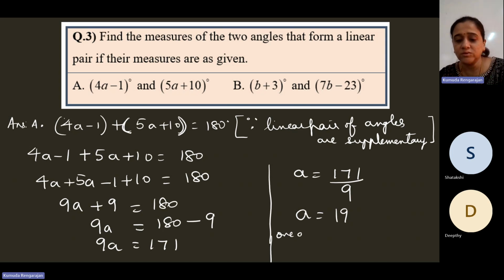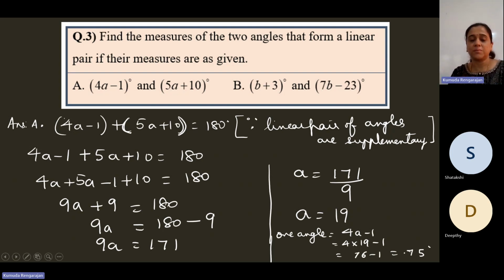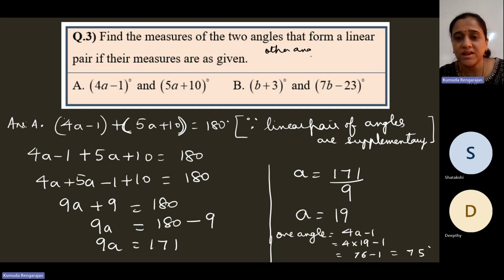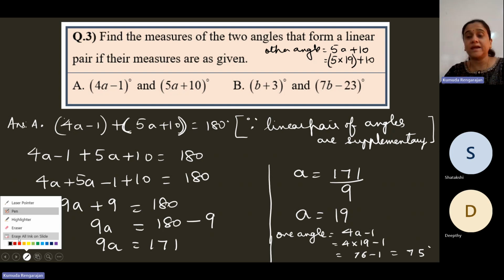So one angle is equal to 4a minus 1. So that is equal to 4 into 19 minus 1. 4 into 19 is 76, minus 1, 75 degrees. One angle is 75 degrees. Now the other angle, excuse me, I'll just work it here. What's the other angle? 5a plus 10. So it is 5 into 19 plus 10. You can use a bracket because you'll have to do this first. You should not add 19 and 10.